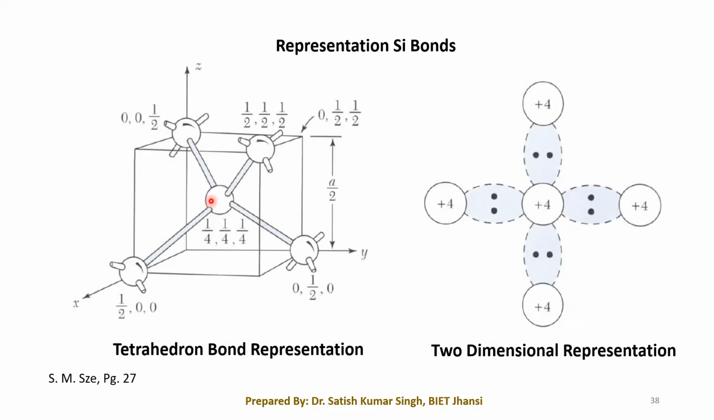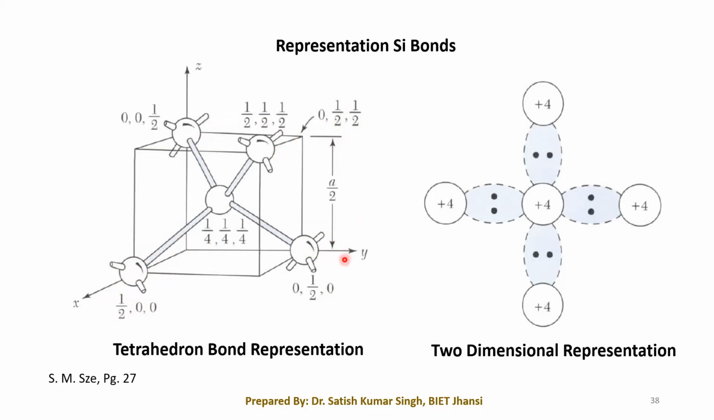If we take this as the reference point, like the origin, then this atom is located at a distance where, if the unit cell lattice constant is a, it is located at a by 2. That's why it is written as 1 by 2. So it is represented at a by 2. On the z axis it is again at a by 2, then again it has a certain distance. Everything is labeled here. What are the distances that you can see at this point?